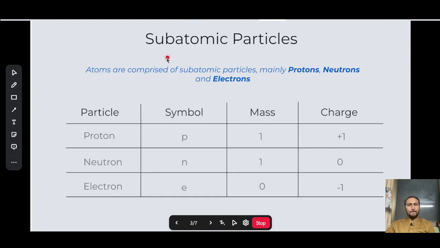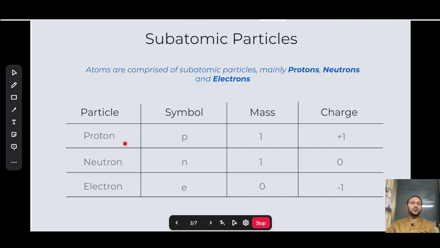Subatomic particles of the atom. Atoms are comprised of further smaller particles, subatomic particles. They are mainly protons, neutrons and electrons. So, this table is showing some detail about these fundamental particles of atom. Proton, it is represented by small p, and its mass is 1 and its charge is +1.